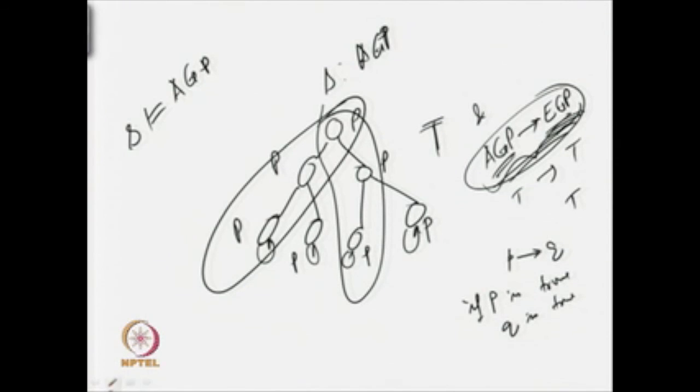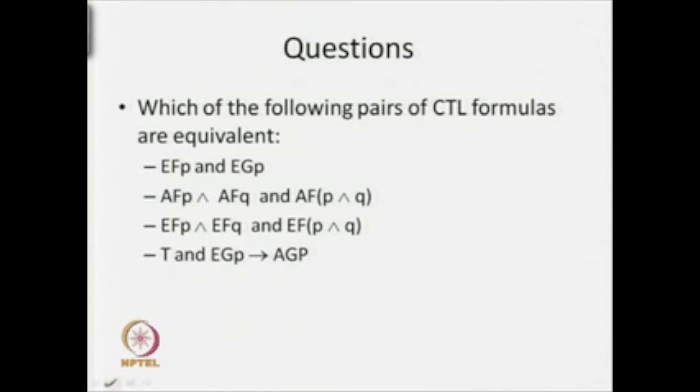So, similarly, you can look at the other one also that I am going to talk about: T and E g p implies A g p. Okay, you just see whether they are equivalent or not. If they are not equivalent, then you can give a counter example. If they are equivalent, then logically try to establish it.